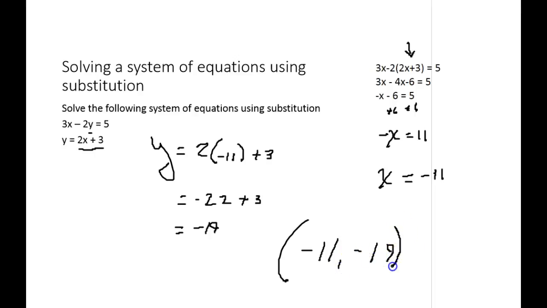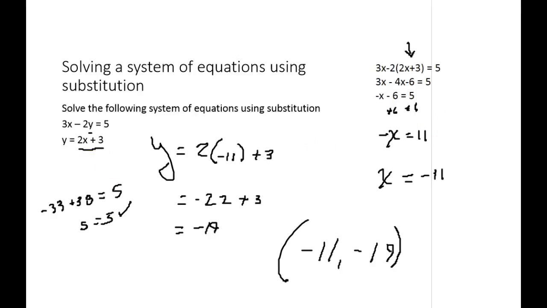I will say there are lots of great examples in the PowerPoints for this section, but what that is saying is the point (negative 11, negative 19) solves both of these equations. You can plug it in and tell. Put a negative 11 in for x. You get negative 22 plus 3 is negative 19. In the top one, put a negative 11 in for x. 3 times negative 11 is negative 33. Minus 2 times negative 19 is plus 38. Does that equal 5? Yes, 5 equals 5. So I can easily check that. It is an ordered pair that works for both.